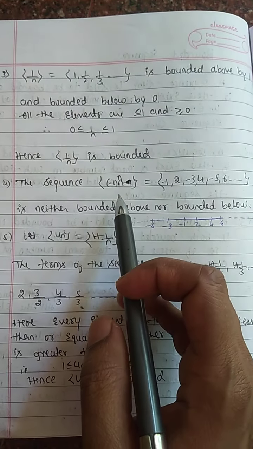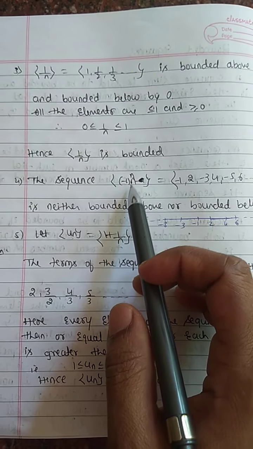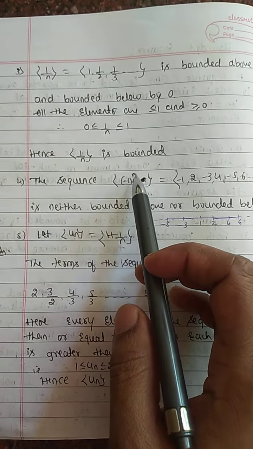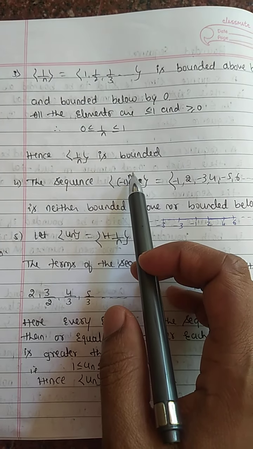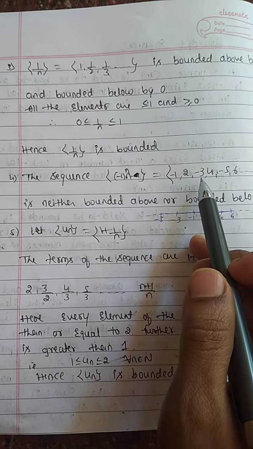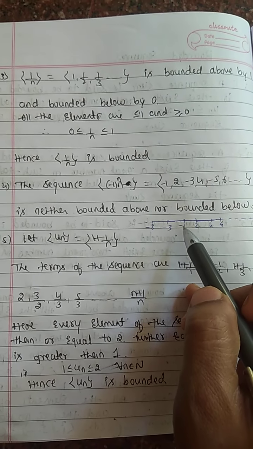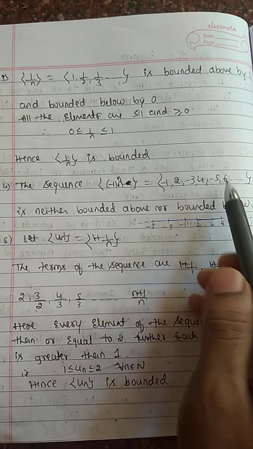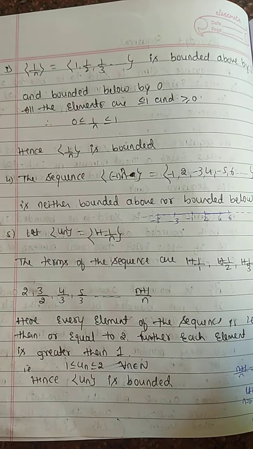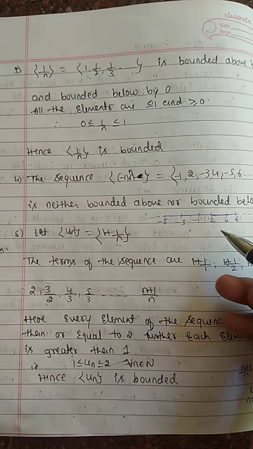Next example, the sequence minus 1 power n into n. Put n equals 1: minus 1 power 1 is minus 1, into 1 gives minus 1. If n is 2, minus 1 square is 1, into 2 gives 2. If n is 3, we get minus 3. If n is 4, we get 4 and so on. Minus 1, 2, minus 3, 4, minus 5, 6. If you go on like this, we cannot have an upper bound or a lower bound. So this is neither bounded above nor bounded below.